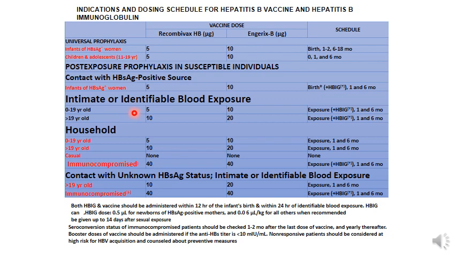Intimate or sexual blood exposure: you give the vaccine, if not vaccinated already, and give immunoglobulin. Household contact exposure, 1 to 6 months, you should vaccinate them. Immune compromised exposure, they should receive immunoglobulin. Contact with unknown hepatitis B surface antigen status, intimate or identifiable blood exposure, you should give vaccination at 1 and 6 months.